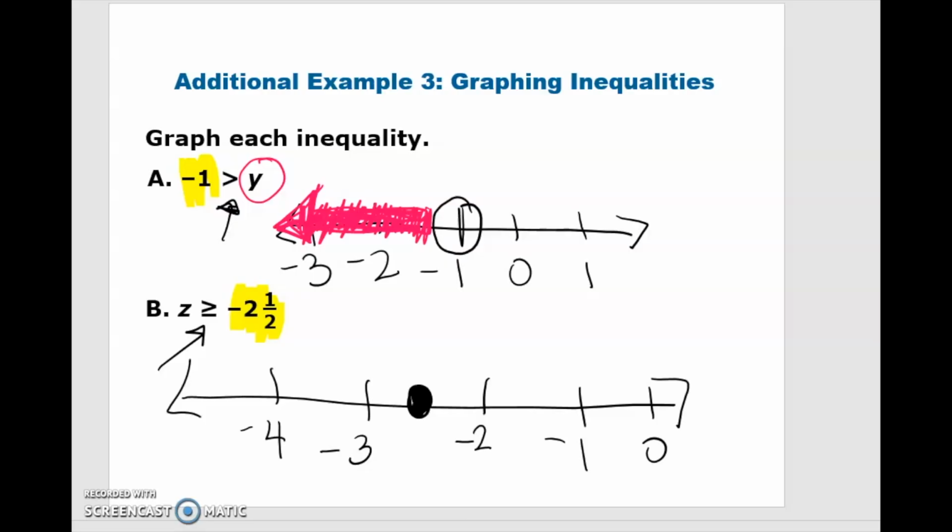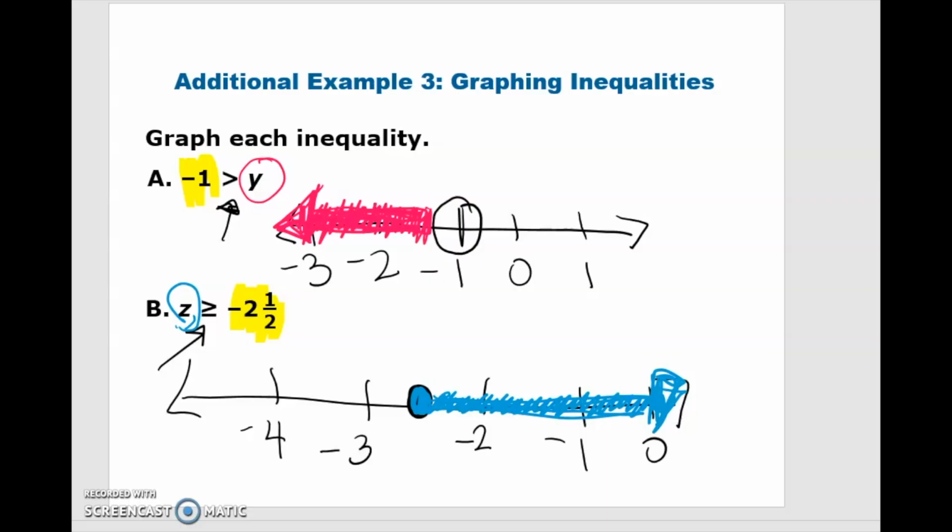Now I'm going to shade all the numbers that z can be. So it tells me z is greater or equal to 2.5. So z can be 2.5, or it can be all of these numbers greater than 2.5. So I would be shading to the right because bigger numbers are to the right on my number line. And that would be my graph.